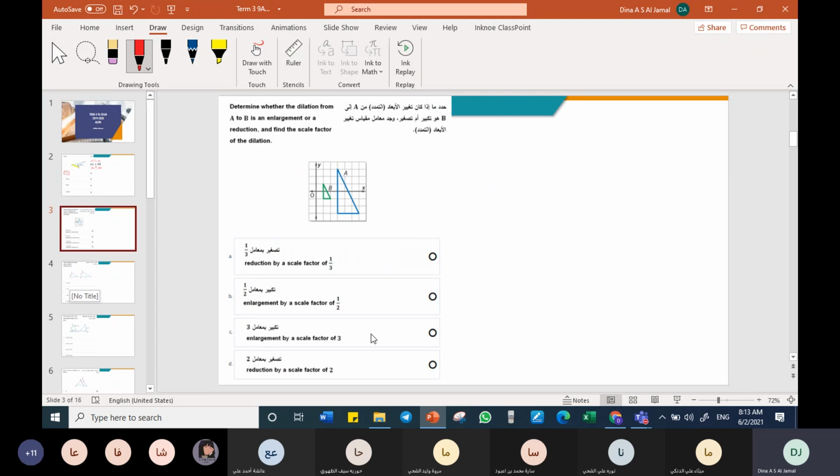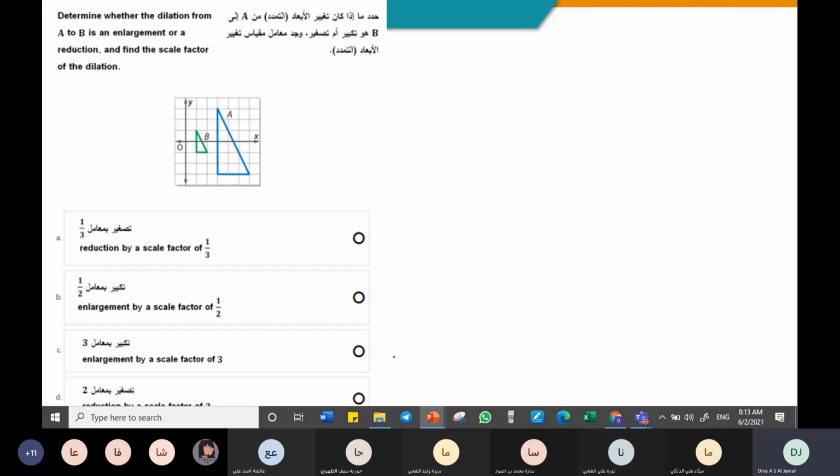If someone is not seeing it clearly, please let me know so I can make it larger. Is it good now? Yes. Good. So let's have Noura read it.